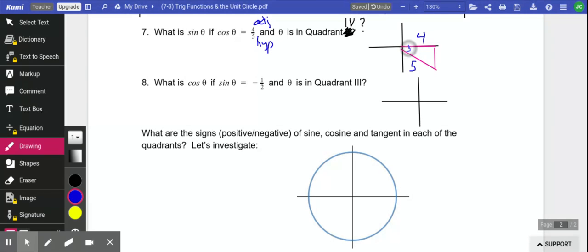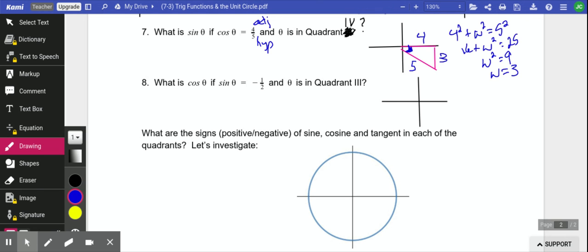Now, we want to know the sine of this. So to find the sine of this, we need to know the opposite over hypotenuse. So we need to know that opposite side. So we can just use the Pythagorean theorem. We're going to do 4 squared plus, I'm just going to call it w squared equals 5 squared. So when we subtract that, we get 9. So w is 3. So this side is 3.